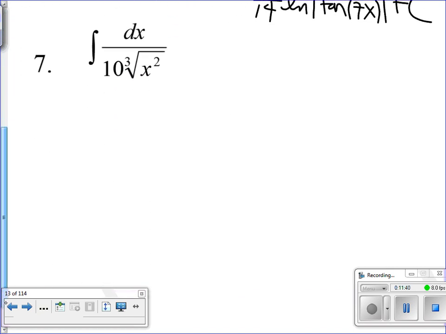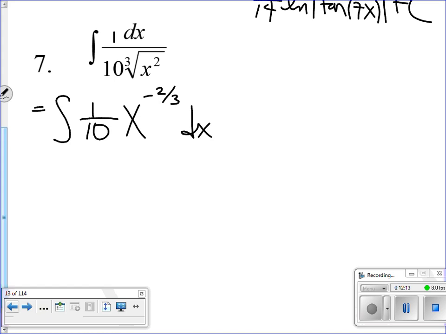All right, moving on to number 7. This one we can just rewrite it. Let's just rewrite this as the integral of, remember, you want to write them when you just have powers of x. Now it's not 10, it's 1/10 because the 10 is in the denominator. X to an exponent. Now it's power over root, so 2 over 3, but because it's in the denominator, it's negative 2 over 3. So by rewriting it, we can now use the power rule.